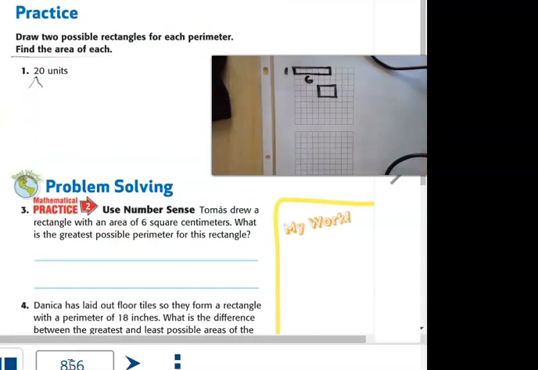Now I've skipped over the first page of the homework because it has more examples. I'm on page 856. If you haven't spent your hour already on this lesson, then you're going to go ahead and do the homework. And it's asking the two possible rectangles for each perimeter. Find the area of each. So you're going to draw them and then find the area of each.